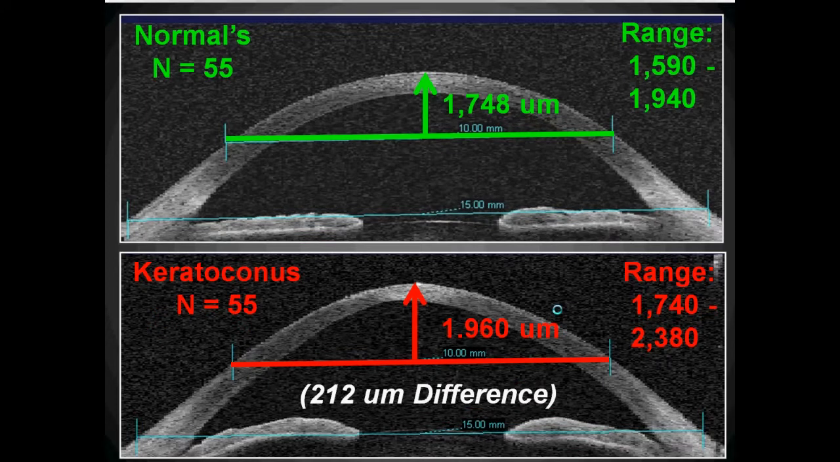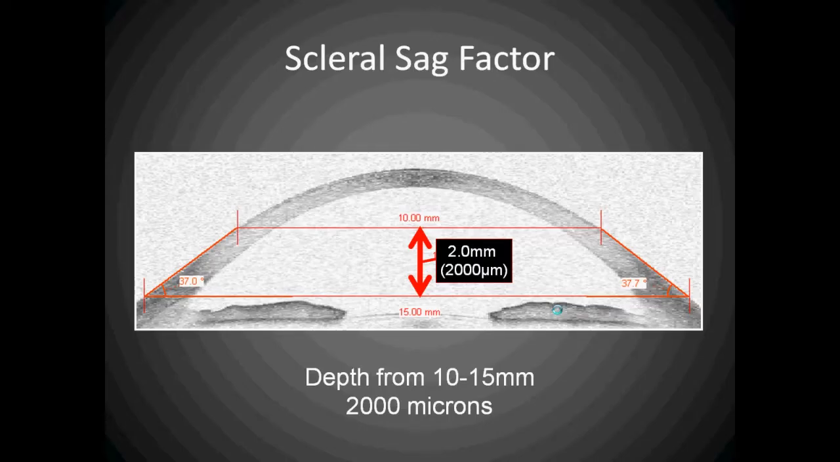Where were the eyes different? They were different in the cornea. 55 normal eyes measured, on average, 1,748 microns, whereas the keratoconic patients showed more sagittal depth, 1,960 microns.